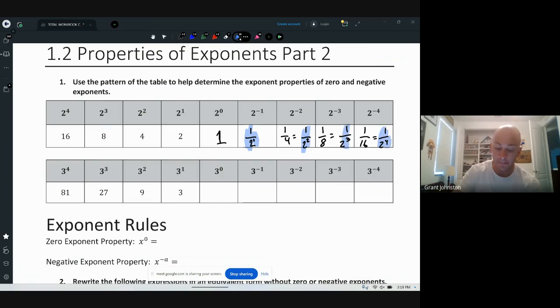Let me look at 3 now. So with 3, the pattern is multiplying by 3. So if we go backwards, we're actually dividing by 3. Well, 3 divided by 3 is 1. 1 divided by 3 is 1/3. 1/3 divided by 3 is 1/9. Or I could really write this as 1 over 3 to the second. 1/9 divided by 3 is 1/27. Or I could even write this as 1 over 3 to the third. And 1/27 divided by 3 is 1/81, which I could write as 1 over 3 to the fourth. So let me highlight those as well.